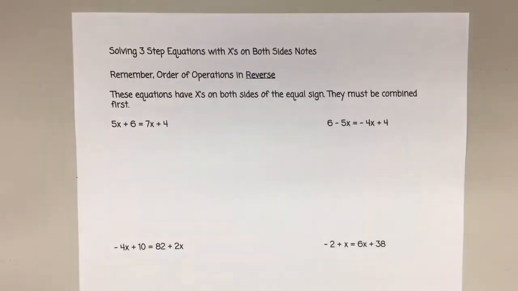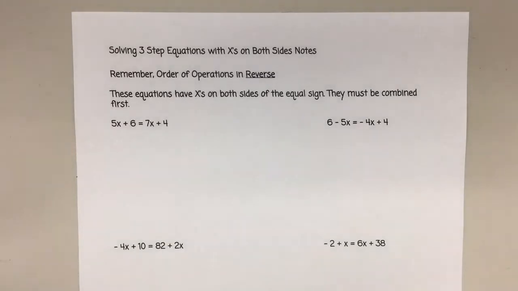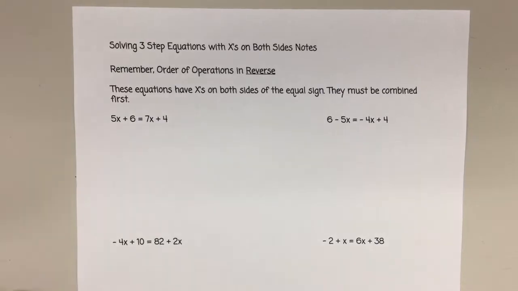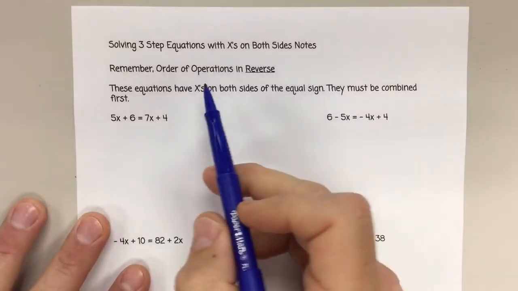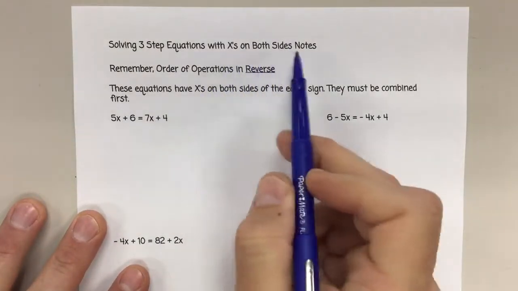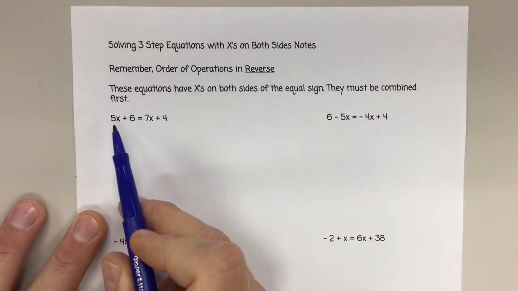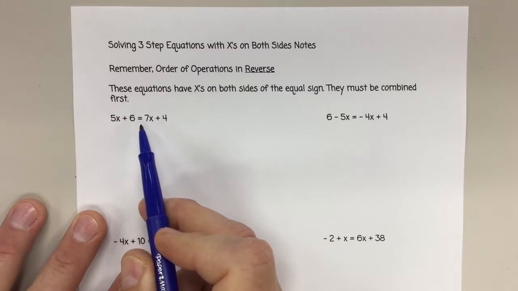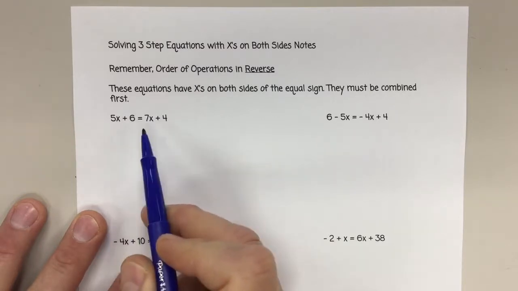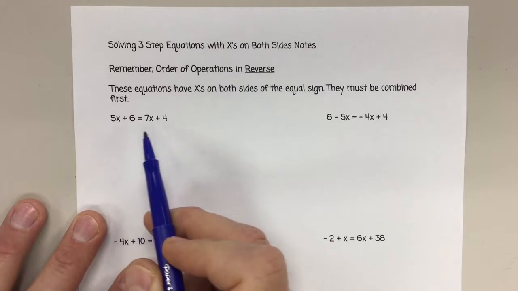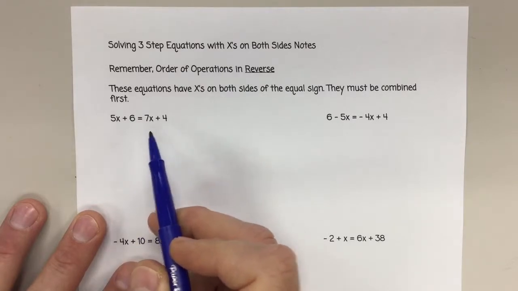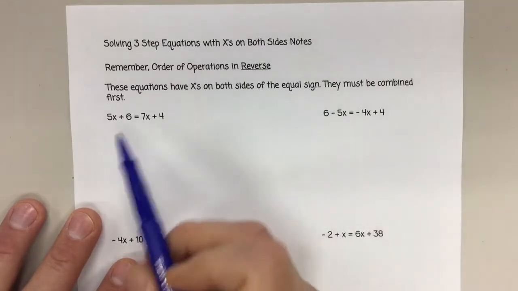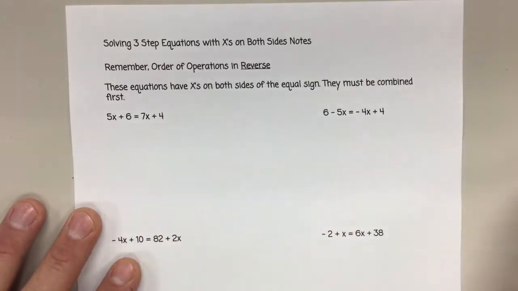Solving three-step equations with x's on both sides. So today is day 2 of our three-step solving, and today we're going to have x's on both sides of the equation. So we'll have an x on this side of the equal sign, and we'll have an x on this side of the equal sign. It's kind of like what we did with the x's being like terms, except the like terms were always on the same side of the equal sign. Here, they're split up on opposite sides.